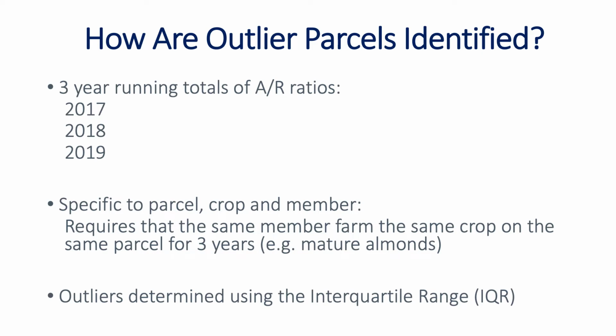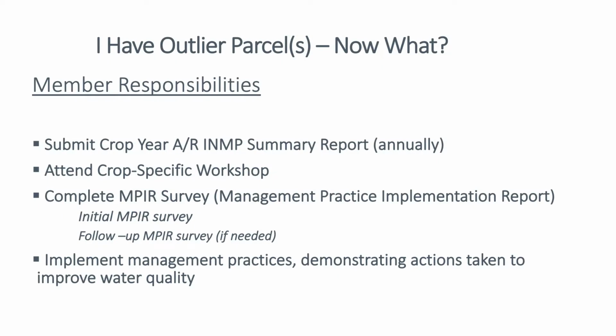So how are the outlier parcels identified? We take 3 years of data, and in this case, we're taking 2017, 18, and 19 data, and giving you this report on those outlier parcels. And the designation is specific to a crop, a parcel, and to the member. And it requires the same member farm, the same crop on the same parcel for 3 years in a row. So you're not taking the responsibility of previous landowners or operators in the specific fields.